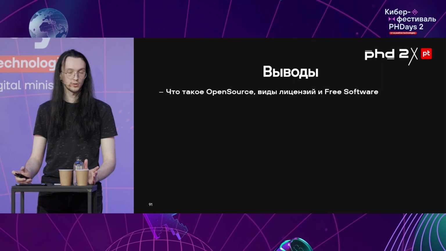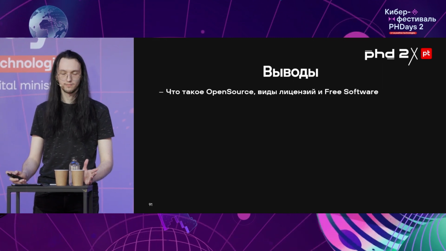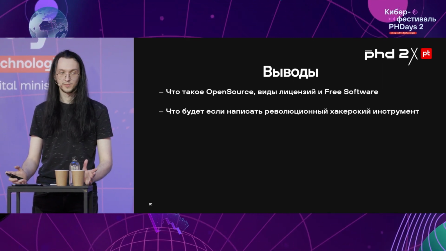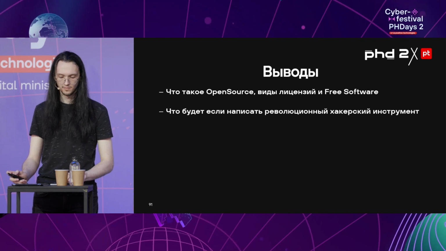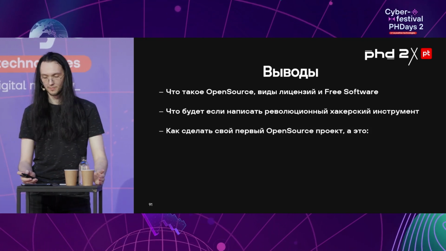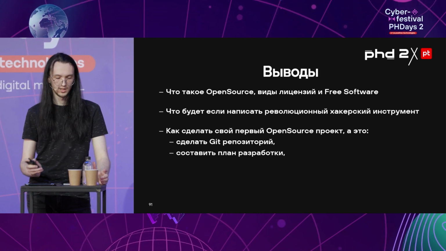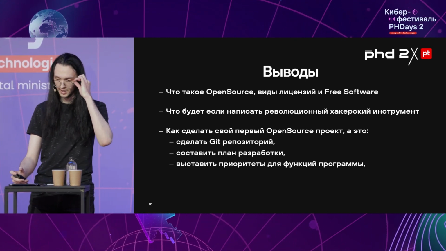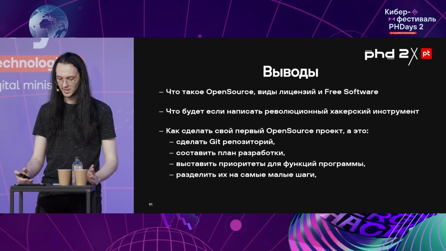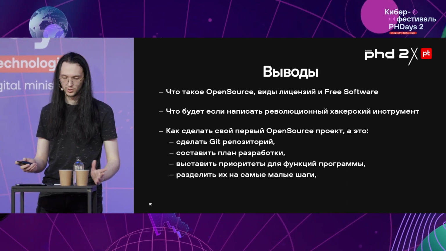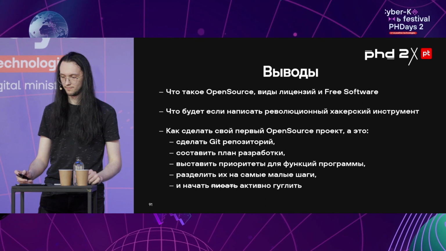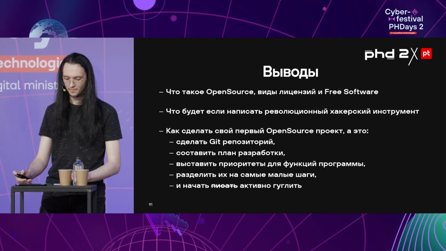So, summing up the talk, today you learned what open source is. We have talked about open source, the types of licenses and free software. What will happen if you have a cool hacker tool and how you write it. So you have the Git repository, you have the development plan, you set priorities for functions and features of the program, you split this into the smallest parts possible, and you start coding.